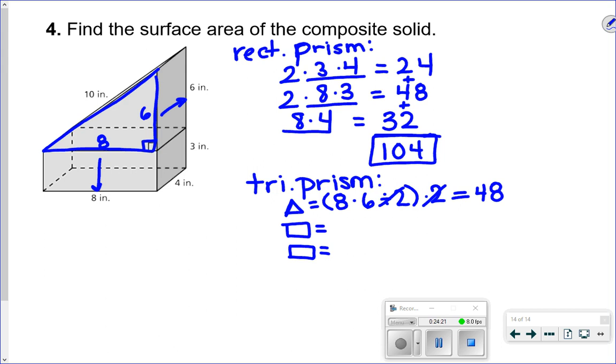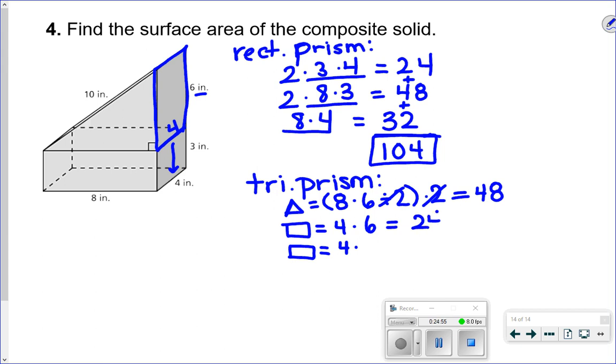Now we're going to do the 2 rectangles. For our rectangles, we have to find the height of the prism. That's the distance between the triangles. So if I look here, the distance between my triangles, that's that part. And if I look down to the bottom, it tells me that height is 4. That means my 2 rectangles are going to be 4 times something. So then I have to look to see what that second number is. So this rectangle on this side, if you look, that side is 6, and then the other side is 4. So 4 times 6, that's going to be 24.